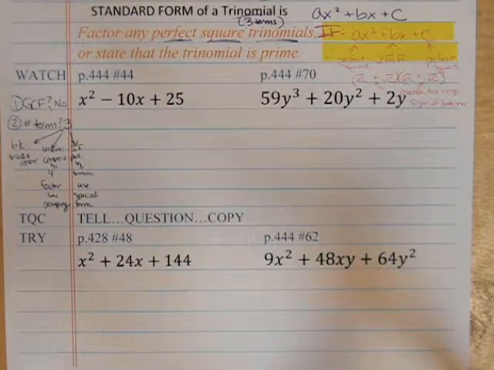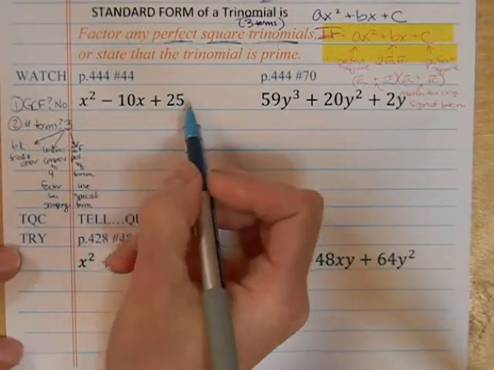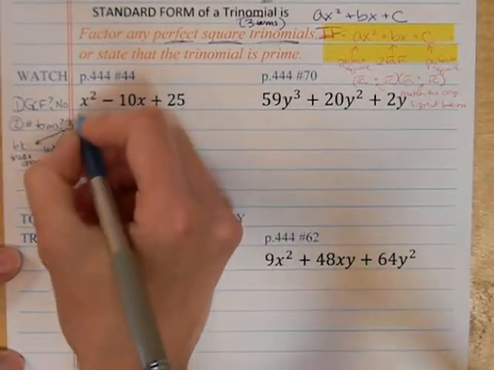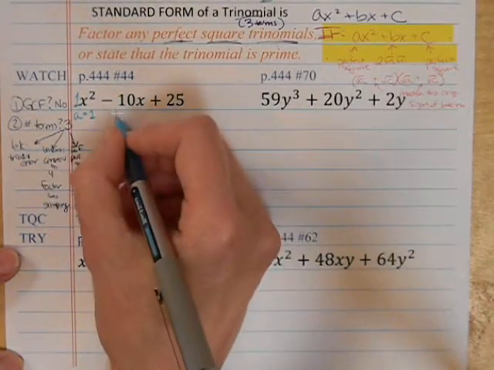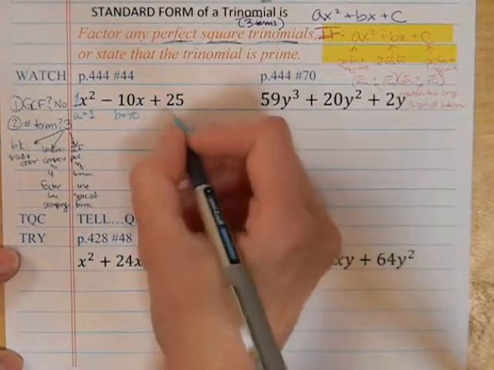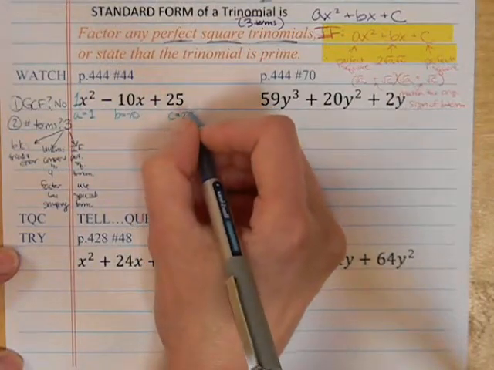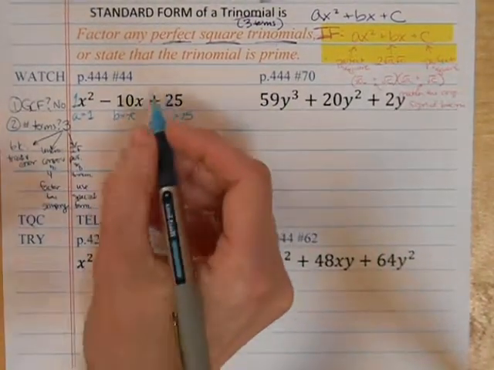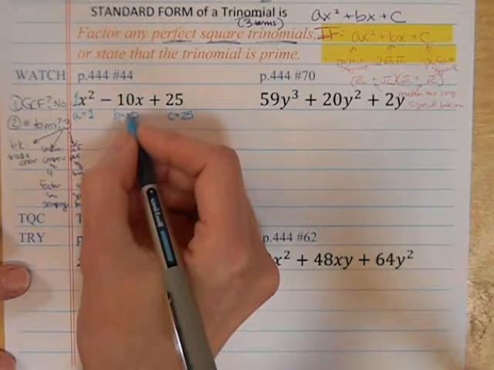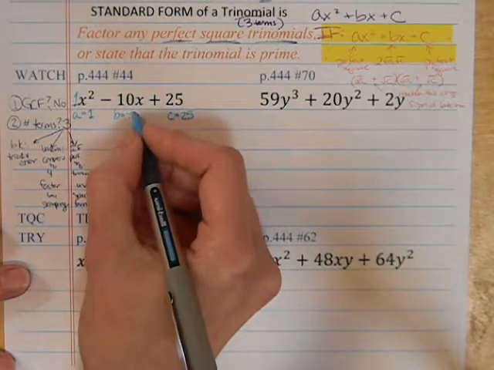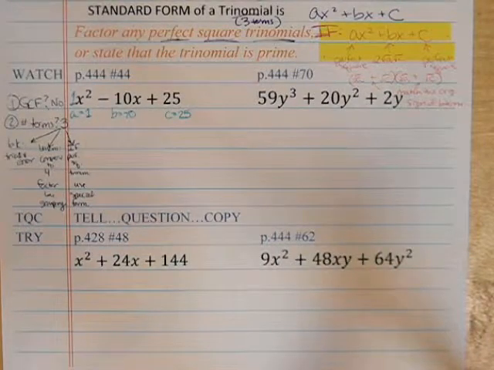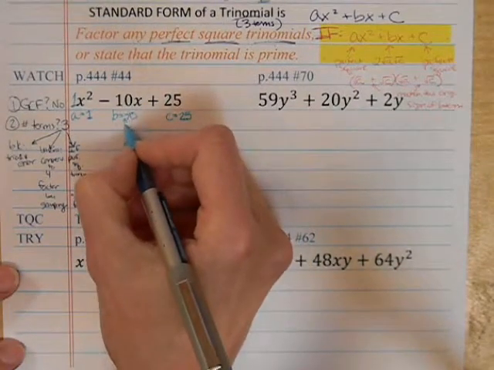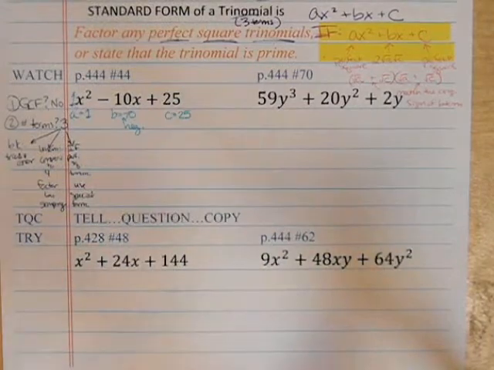So what does that look like? Well, here's our x squared minus 10x plus 25. Our a value, which is the number in front of your x squared, is 1. Our b value is negative 10. And our c value is 25. Okay? And we won't worry too much about the negative. We're just going to really focus on the 10 right now. The negative will come into play in just a little bit. Just note that it's negative right now.